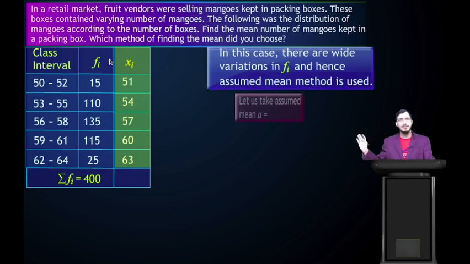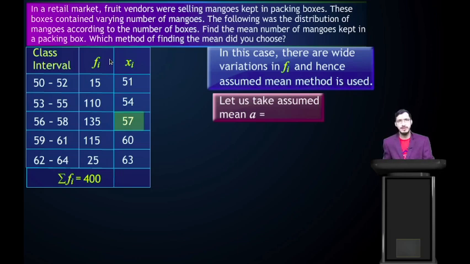In this case there are wide variations in fi, and hence the assumed mean method is used. You can see that fi and xi values are quite large, so we can use the assumed mean method here. Now let us take assumed mean A equal to, can you tell me? Yes, the mid value of the class in this column, that is 57. So let us assume mean A is equal to 57 here.